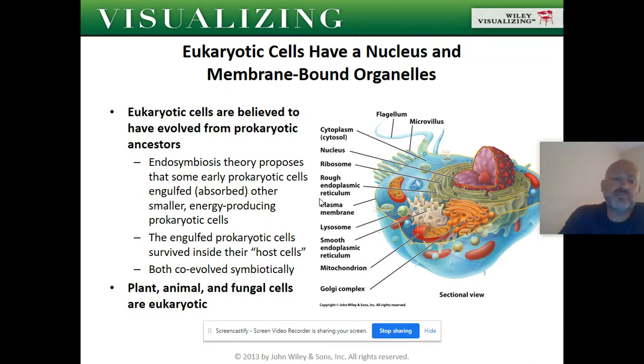So the engulfed cells survived inside these host cells, and they developed a mutualistic symbiotic relationship where the smaller engulfed cell now had a safe space to live, and it was getting food by sitting in the cytoplasm, and maybe the smaller engulfed cell was giving something to the larger host cell. Maybe it was providing it with some type of chemical energy. So anyway, they evolved some symbiotic relationship.